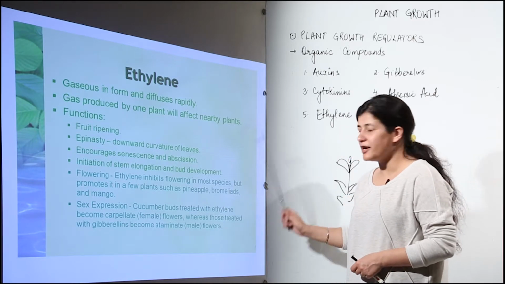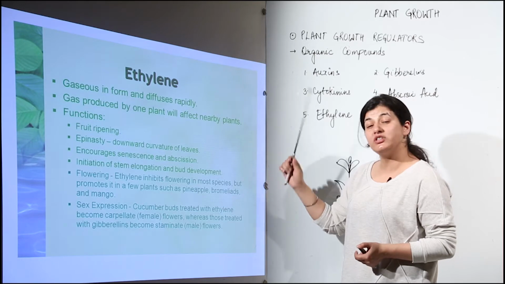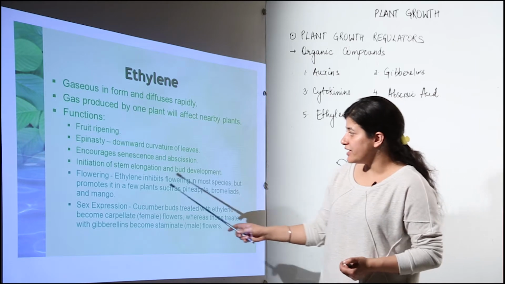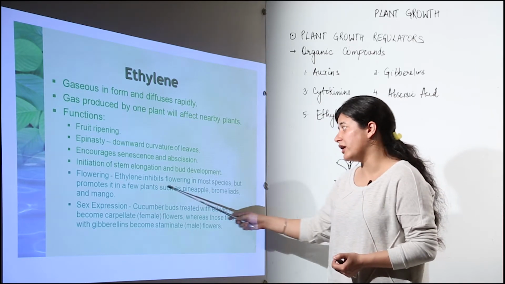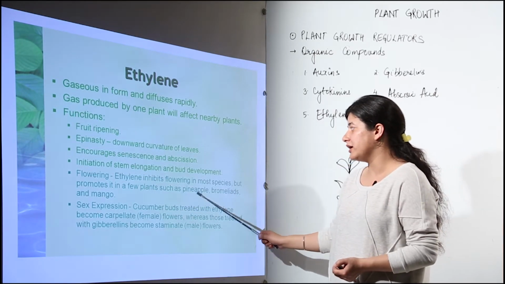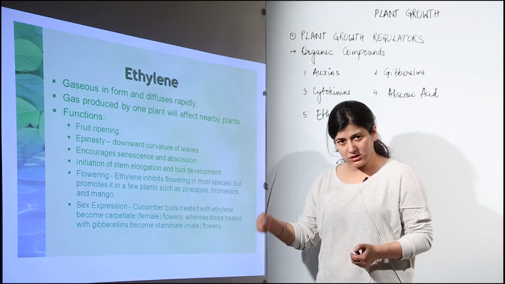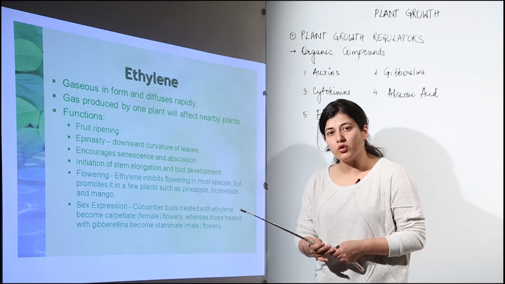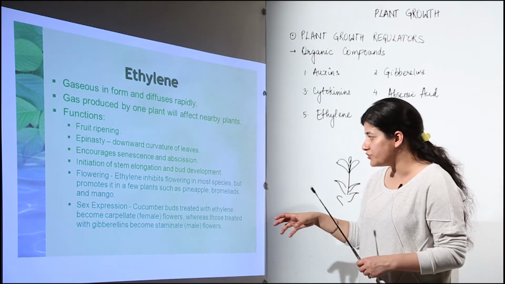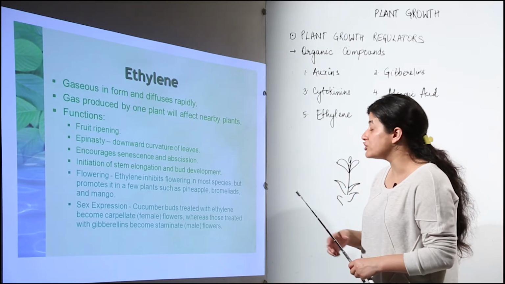Alright, stem elongation and bud development. When the stem has to get elongated, ethylene along with gibberellins can work for the stem elongation and bud development. Now in case of flowering, it inhibits flowering, okay? It does inhibit flowering, and it promotes flowering in plants like pineapple and mango. In fruit trees which are economically important, it has economic importance because it would bring about flowering in many fruit trees. So the process of flowering would be encouraged by ethylene, which is also a function of gibberellins.